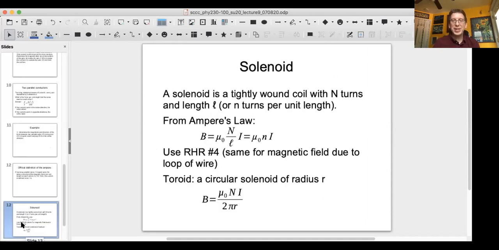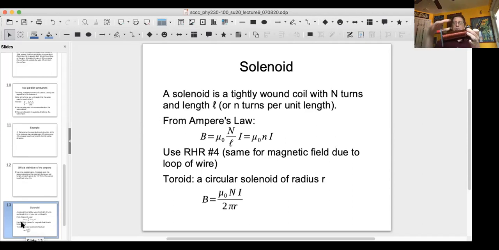And that brings us to the last thing I want to talk about, and that is a solenoid. A solenoid is important because it makes it possible to create uniform magnetic fields. So a solenoid is, and let's see if I can get one out so you can see it.